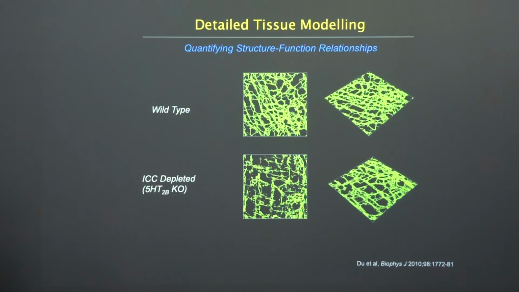Now we're also able to scale up to tissue level modeling and models, for example here, some of the ICC network properties that are observed in tissue. This is mouse tissue, but it mimics human ICC networks.